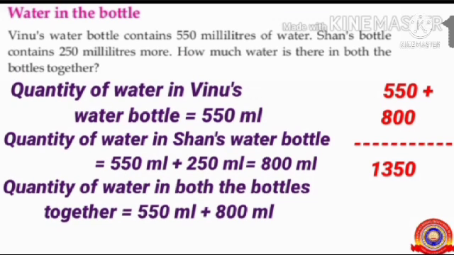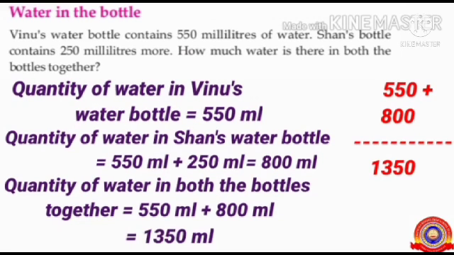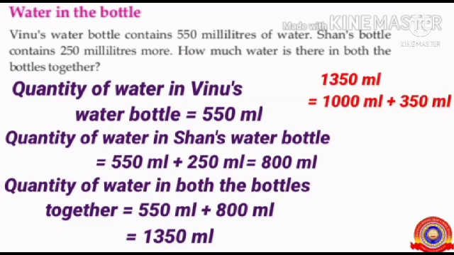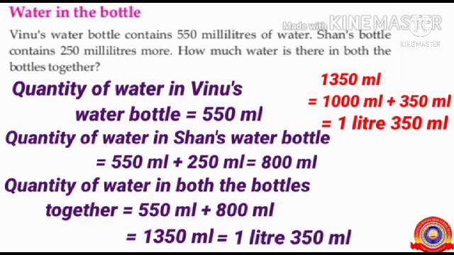1350. So, quantity of water in both the bottles together equals 1350 milliliters. We can split 1350 milliliters as 1000 milliliters plus 350 milliliters. You know that 1000 milliliters equals 1 liter. So, which is equal to 1 liter 350 milliliters. That is, quantity of water in both the bottles together equals 1 liter 350 milliliters.